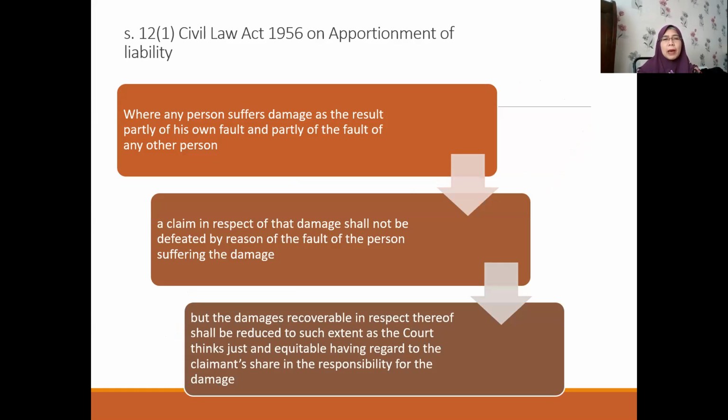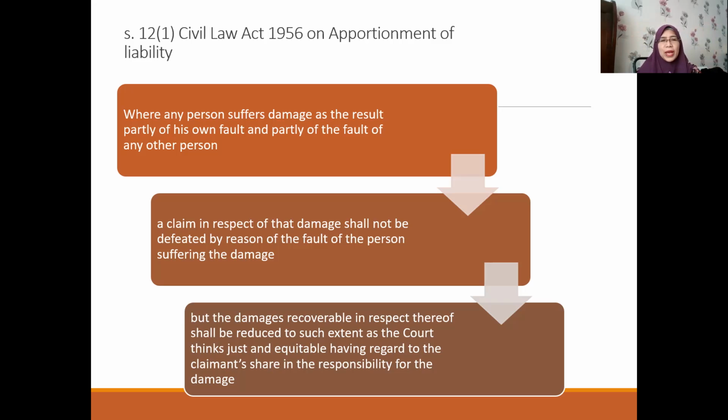And this is the summary from the relevant part of section 12, subsection 1, Civil Law Act 1956. Basically, it revolves around apportionment of liability, how liability is apportioned, divided. Okay, it is stated here there are 3 important parts. Where any person suffers damage, usually person here refers to plaintiff, as the result partly of his own fault and partly of the fault of any other person. So meaning that the injury suffered by the plaintiff is not totally 100% caused by the negligence of the defendant, but partly by the plaintiff himself.